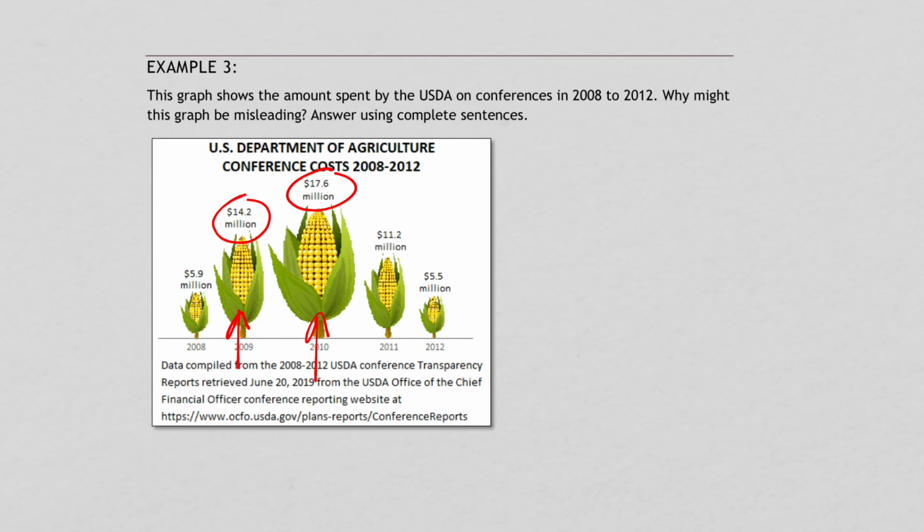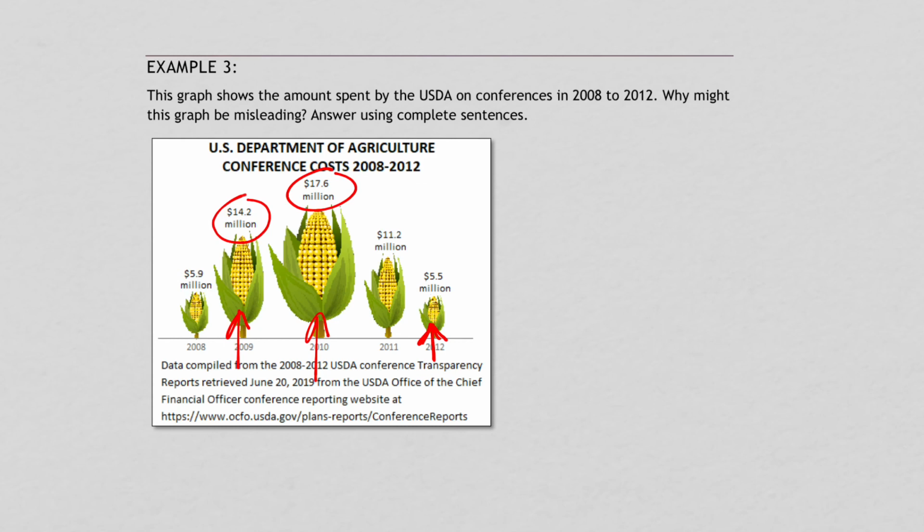And then we can look at the other ones. For 2012, we're talking they spent about a third of what they did in 2010. And this corn is much smaller than the one in 2010, much more than a third smaller. So the sizes of the corn are throwing things off here.